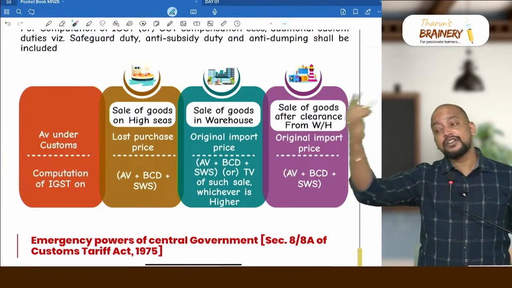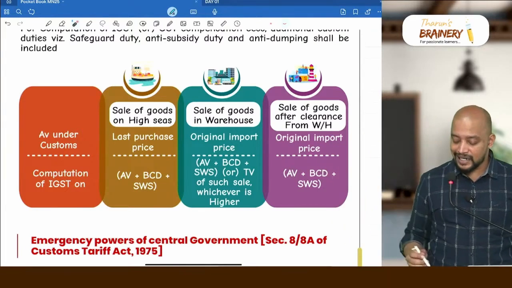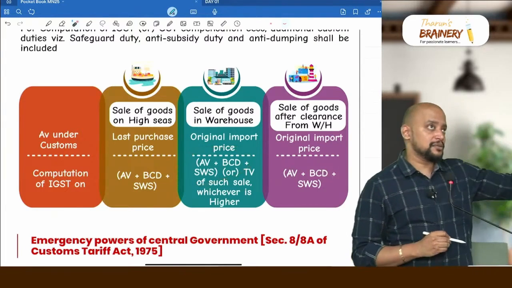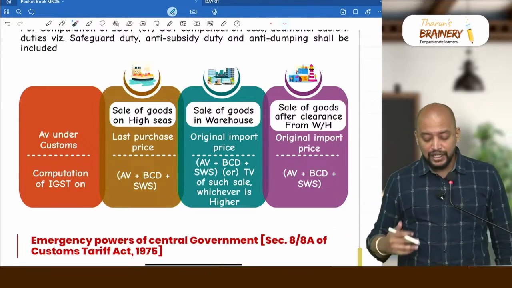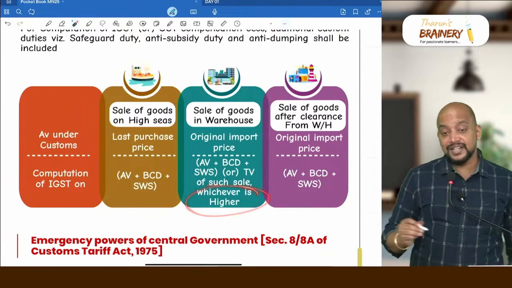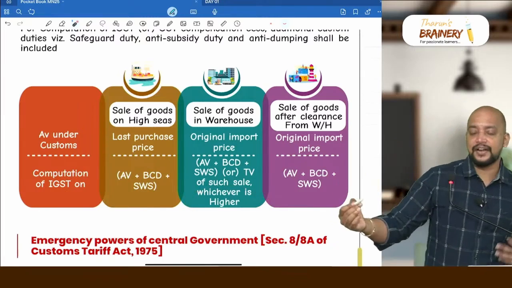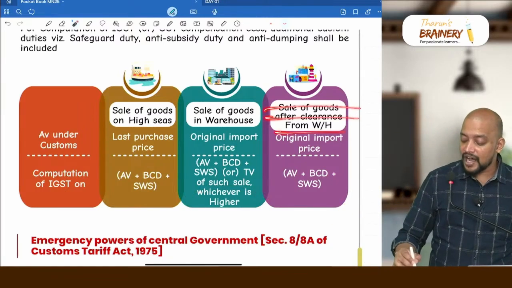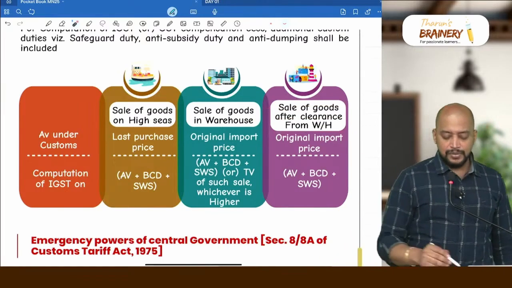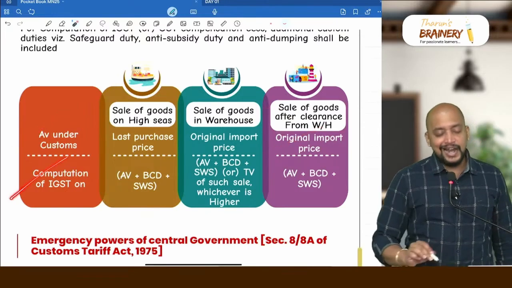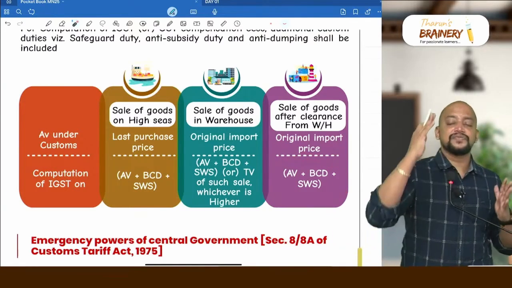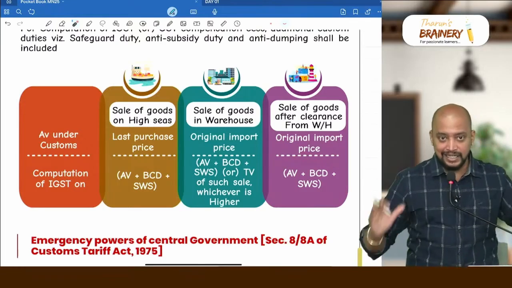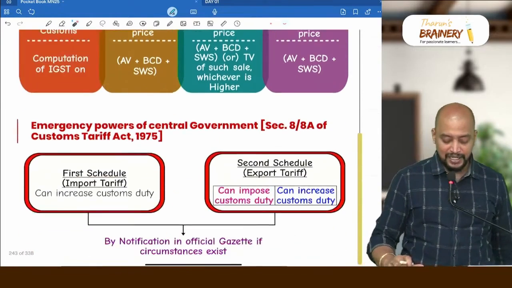But for computation of IGST, we have a different treatment. What is that? Either we take the normal way, assessable value, basic customs duty, social welfare surcharge, etc., or the transaction value at which such sale happened, whichever is higher. The third case we have discussed is sale of goods after clearance from warehouse. So the assessable value will be the original import price, and IGST also will be computed normally only. All these three cases we have just now discussed practically, related to how the computation will be done.